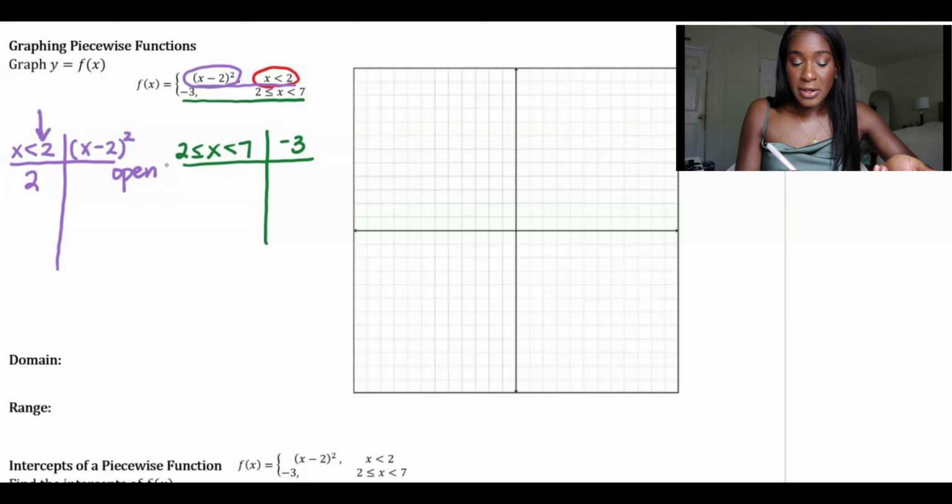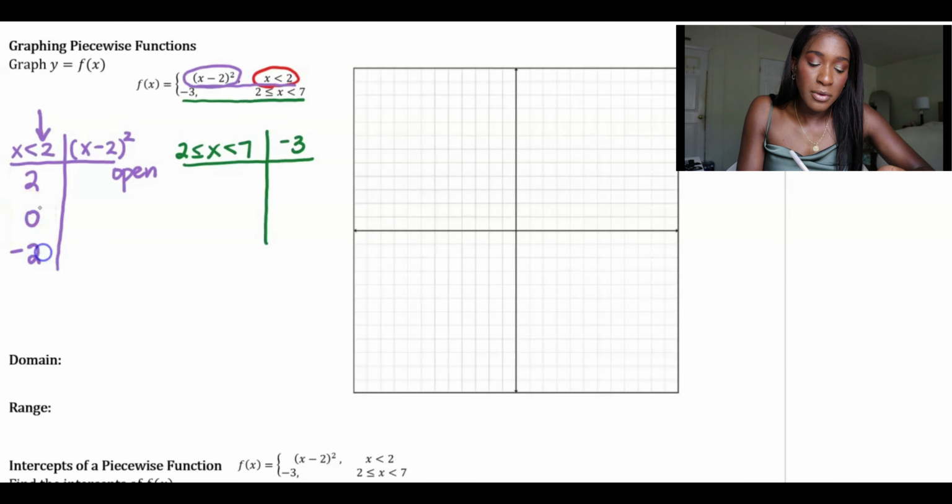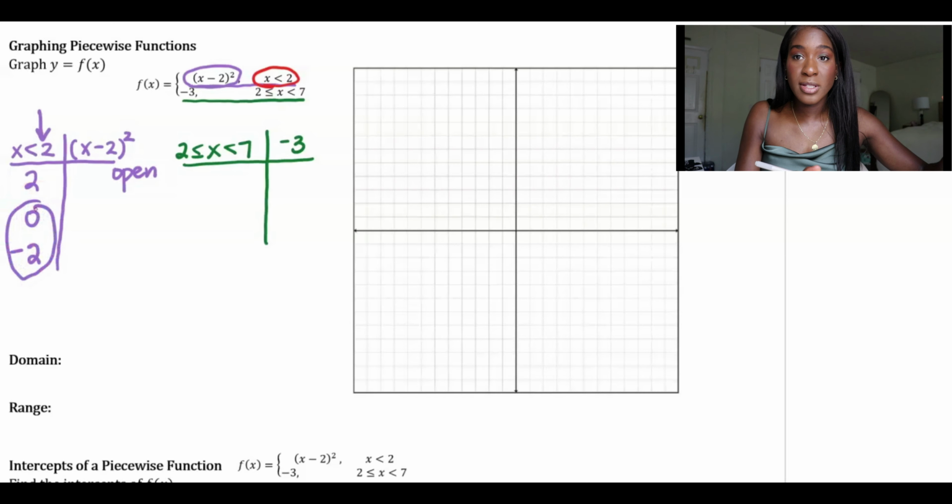I need more x values that are less than 2. I will also use 0 and I'll use negative 2. For these values, I'm just picking any values that are less than 2. I like to have at least 3 values in the table. I'm just using some more values that are smaller than 2.